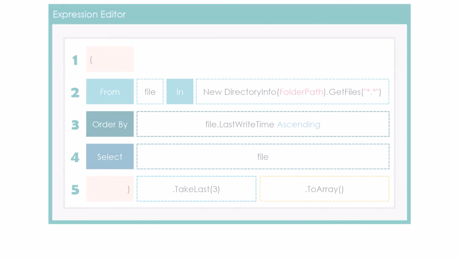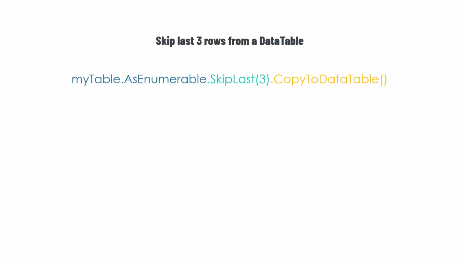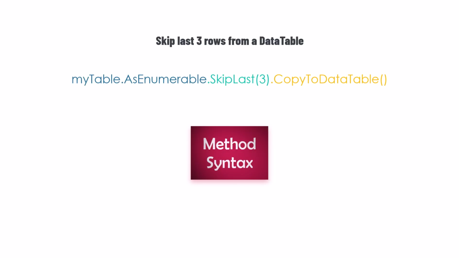In the second example, the goal is to omit the last 3 rows from a data table. The outcome of this query is a new data table, mirroring the original but without the last 3 rows. Here, I've employed the method syntax.